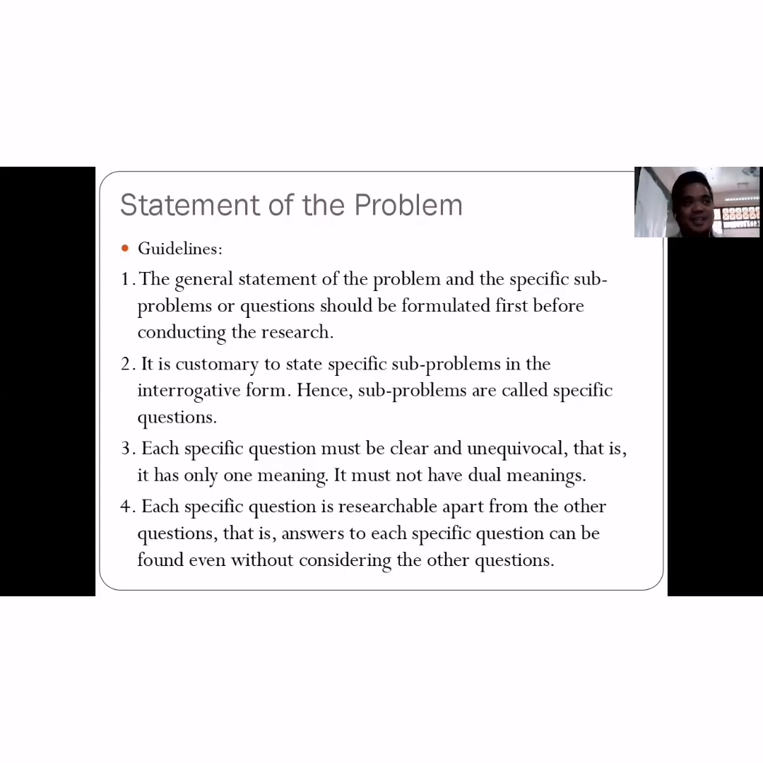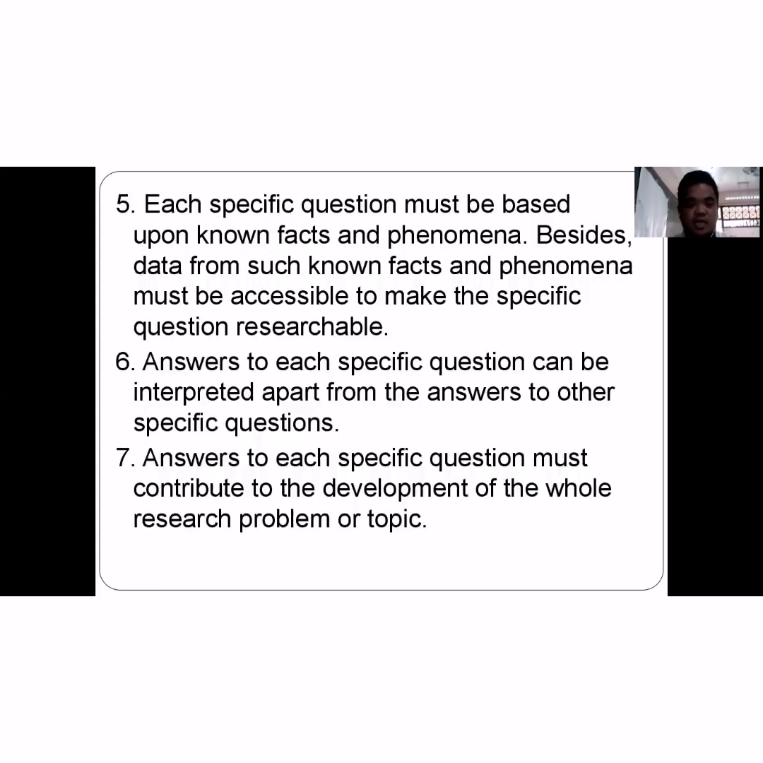It is also customary to state specific subproblems in the interrogative form. Hence, problems are called specific questions, and each specific question must be clear and unequivocal. That is, it has only one meaning. It must not have dual meanings. Each specific question is researchable apart from the other questions, that is, the answer to the specific question can be found even without considering the other questions.